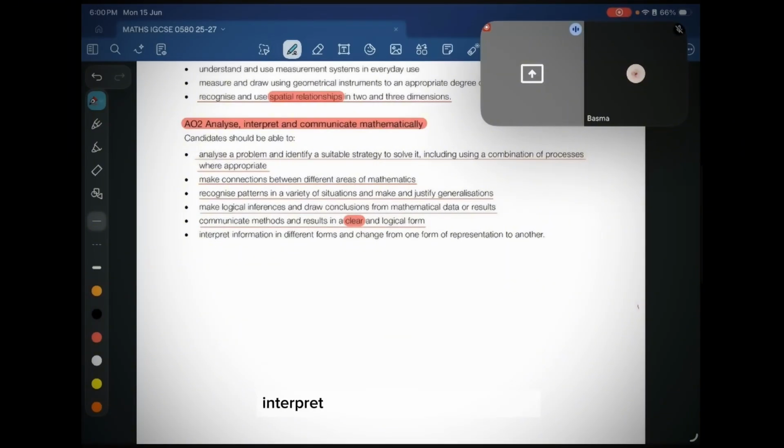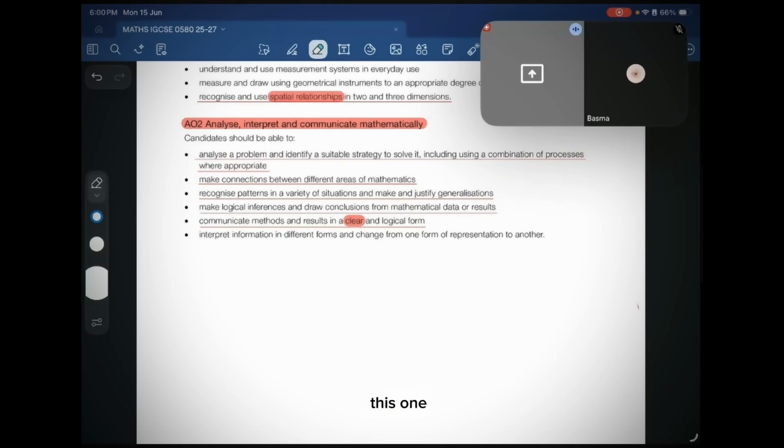Lastly, Bisma, interpret information in different forms and change from one form of representation to the other. What do you think this means? Interpret information in different forms and change from one form of representation to the other. What do you think this means? I'm not sure.